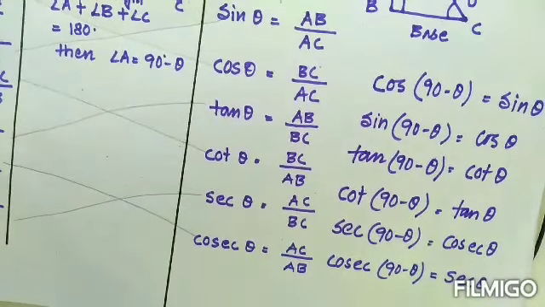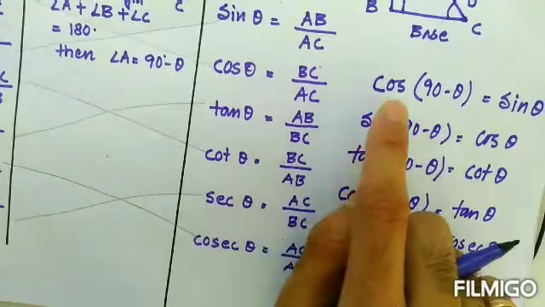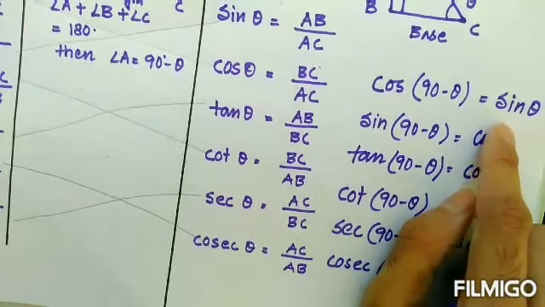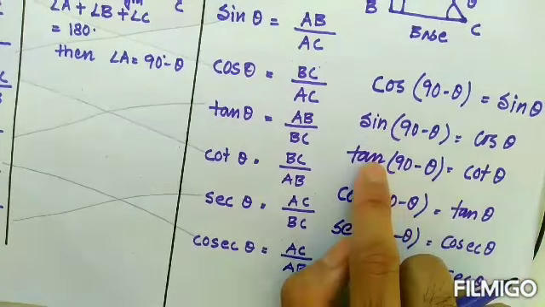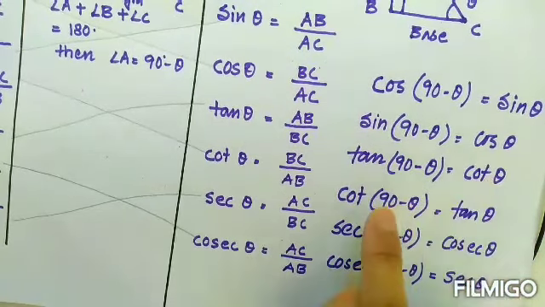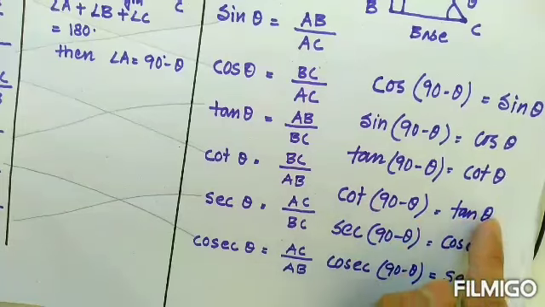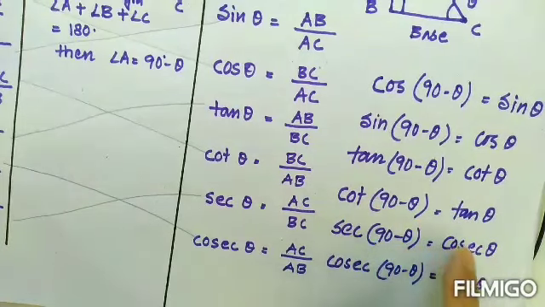So this is the derivation for the first formula for your chapter on trigonometry: cos 90 minus theta is equal to sin theta, sin 90 minus theta is equal to cos theta, tan 90 minus theta is equal to cot theta, cot 90 minus theta is equal to tan theta, sec 90 minus theta is equal to cosec theta, cosec 90 minus theta is equal to sec theta. Clear?